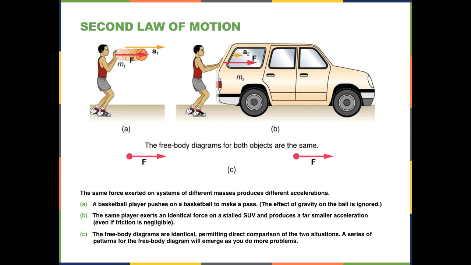The free body diagram of these two incidents would be identical, which allows for the comparison of the two situations. When you draw a free body diagram, the mass is not necessarily taken into account unless you are showing the weight of each object.